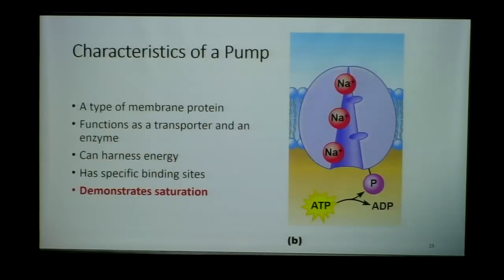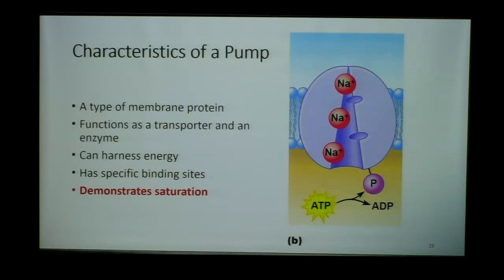Okay. So let's look at the characteristics of a pump. So this is a type of membrane protein. It functions as an enzyme. So it being an enzyme, what is it going to do to this reaction? Speed it up, right? It's going to go faster. It's going to be catalyzed because this pump is acting as an enzyme. And in such a way, we'll see that this requires energy to make this happen.